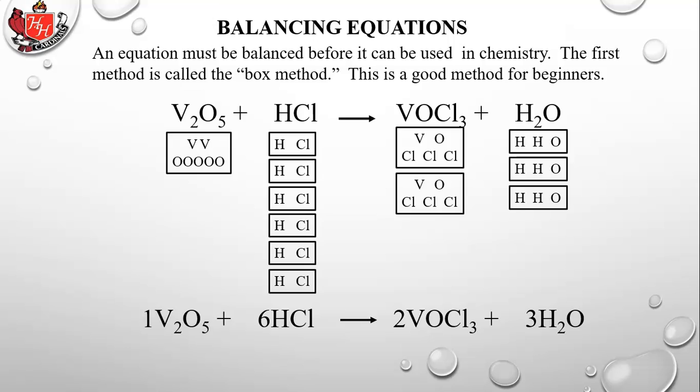You have the same number of atoms of hydrogen on both sides, the same number of oxygen on both sides, the same number of chlorine on both sides, the same number of vanadium on both sides. So you've balanced this equation. You can only use a chemical equation when it's balanced. You cannot use an unbalanced chemical equation in chemistry. So you need to become good at this skill.